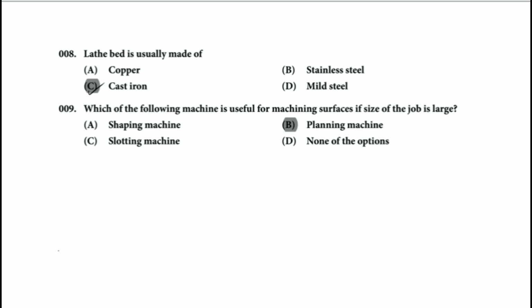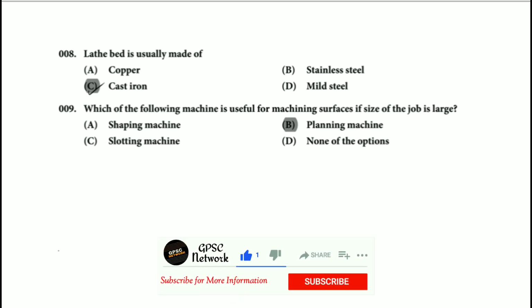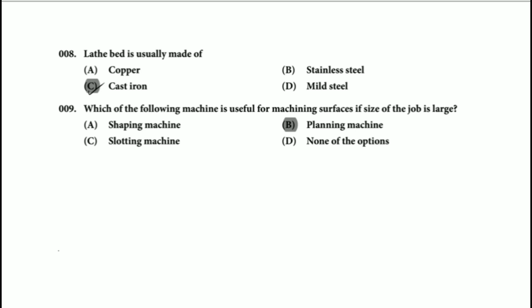That is, lathe bed is usually made up of. So, if you consider the application of a lathe bed, then you will be able to understand that lathe bed is usually having a higher compressive load, and second is it is used on a very high vibration condition, right? So we should use such a material which can take up the high compressive load, and which is also useful for the damping purpose, right? So in these options, you can see the copper is given, stainless steel is given, cast iron is given, and mild steel is given, right?